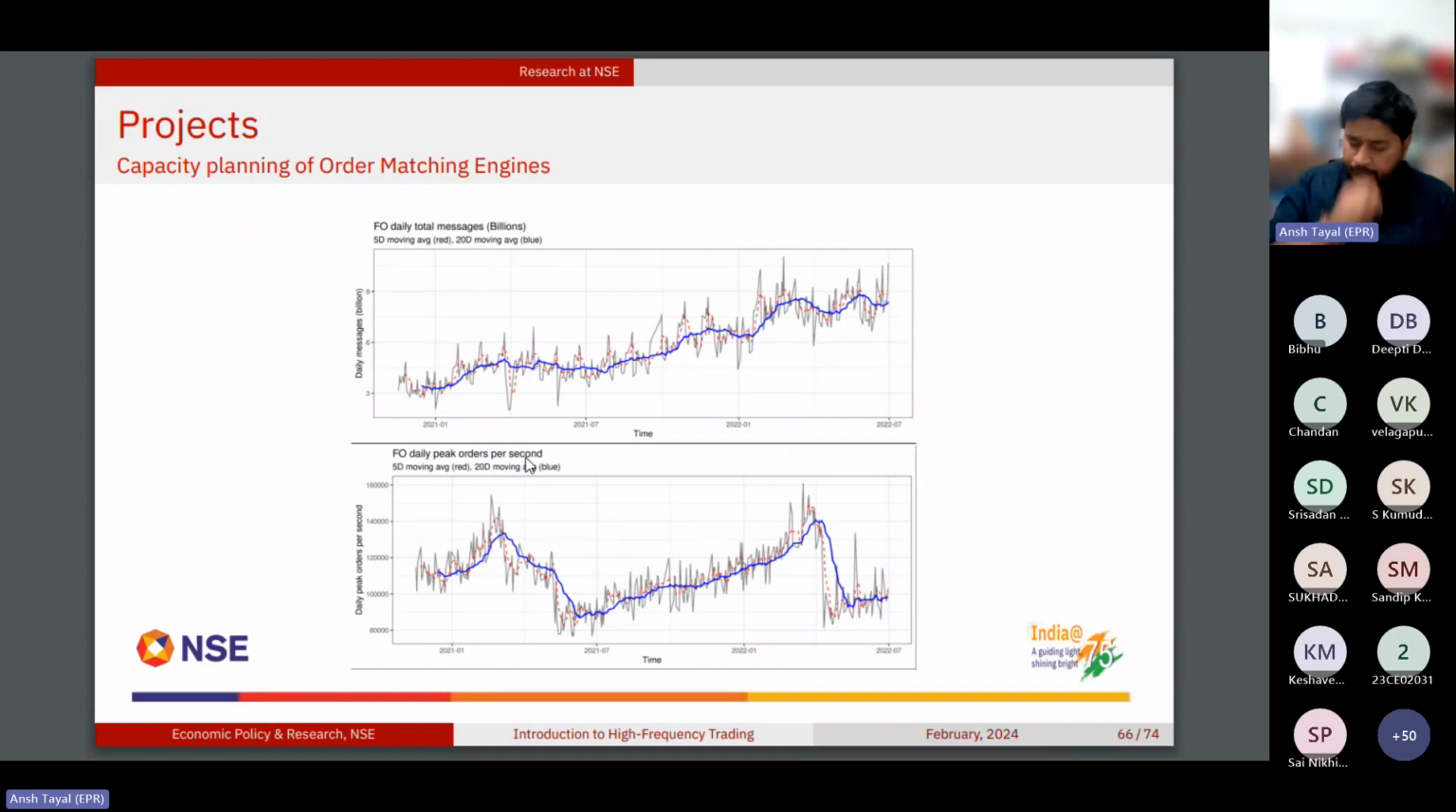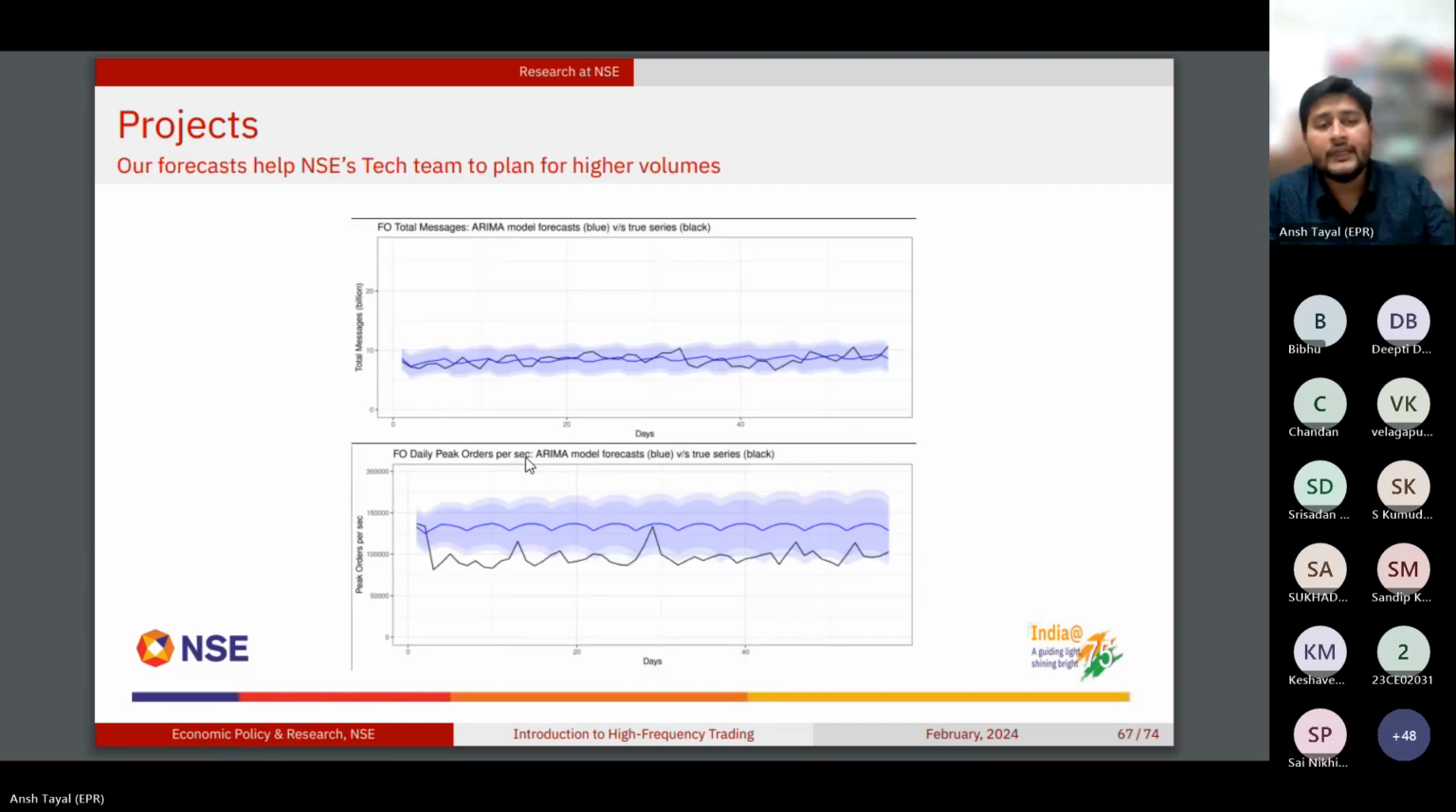So one of the projects that we did is we took this second level data, every second how many orders do we get, and we forecasted how many orders we will get in the next month. It helped the tech team to plan for the next month, because they may want to shift one product to the other if there's more load on one order matching engine. So this forecast helps them to plan for the next 2 months and higher.